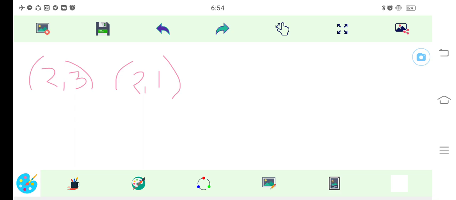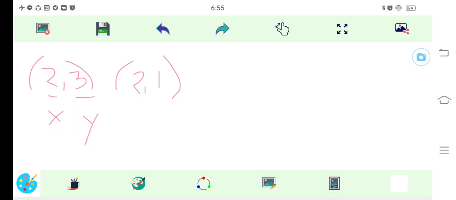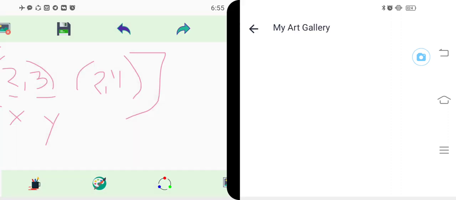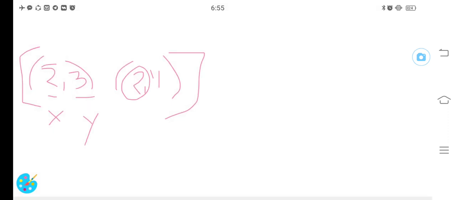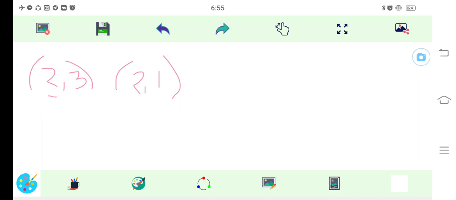2, 3, 2, 1. Okay, this one is your X, this one is your Y. You should see if your X is not repeating. If it is repeating, then it is not a function. Look at the ordered pairs, class. The 2 is repeating. So, it is not a function. But if the X is not repeating, then it is a function.